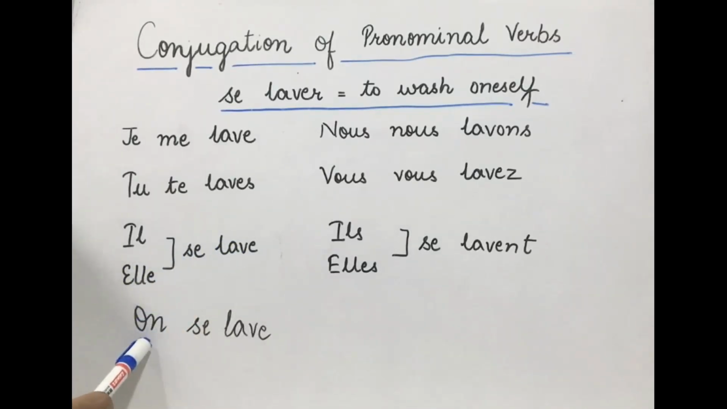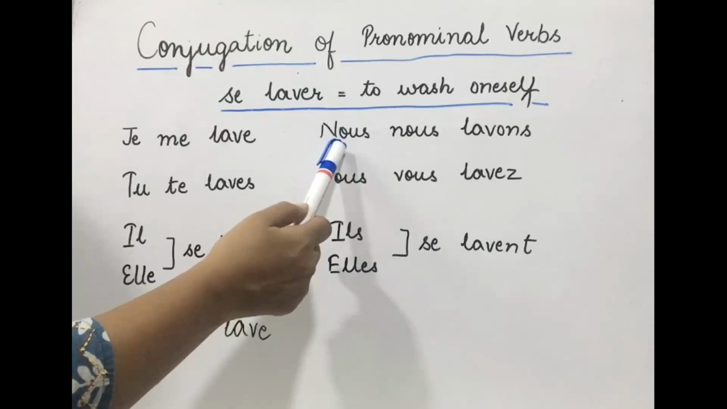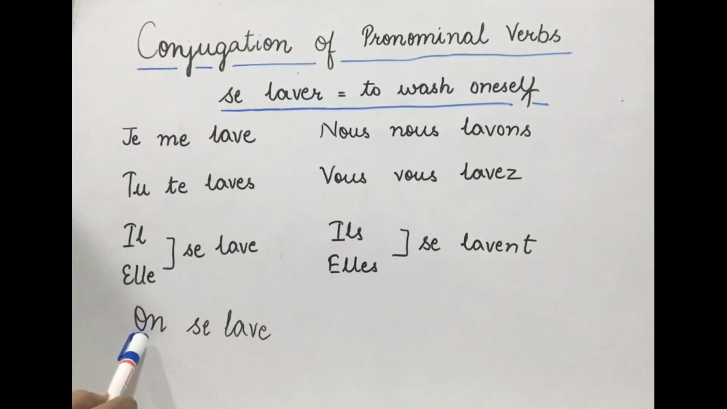I have included one more here, and this is on se lave. You must have heard French people using this subject pronoun, on. On is equal to nous, it means nous, but the conjugation is as il and elle only. This means, as in English we say, one washes himself, or we wash ourselves. So on se lave, conjugation is same as il, elle.